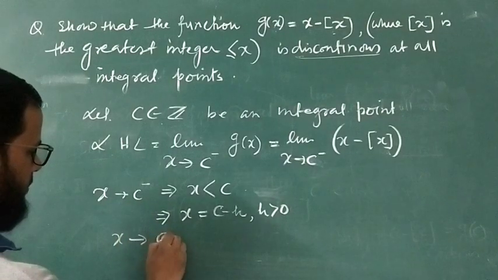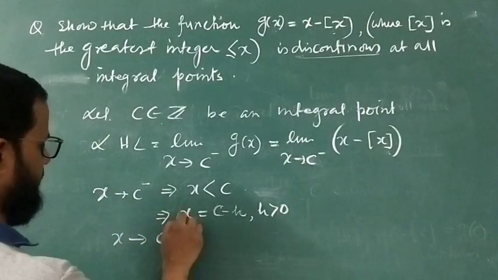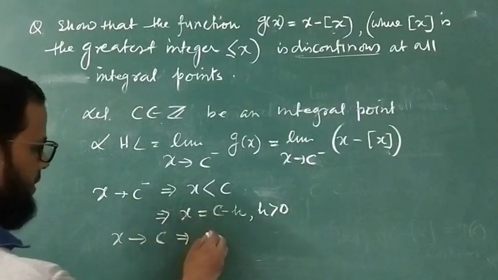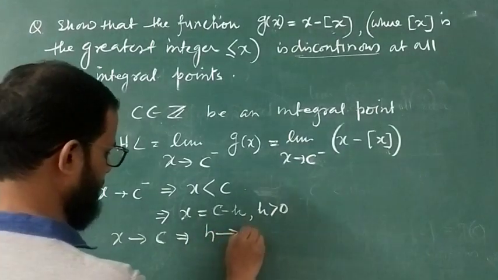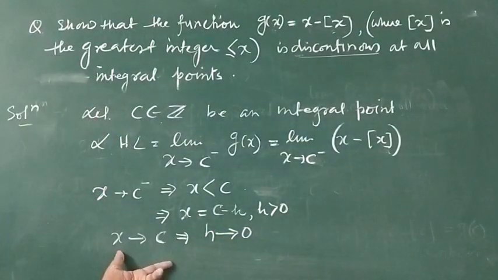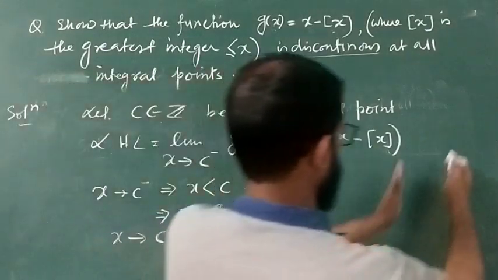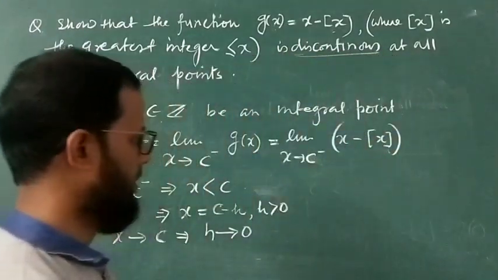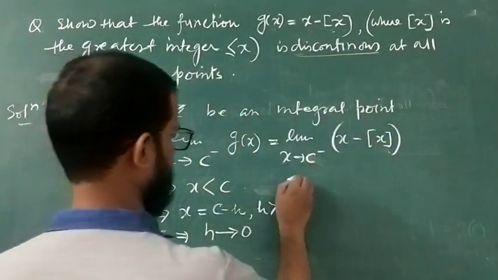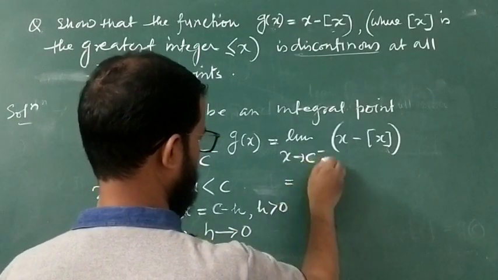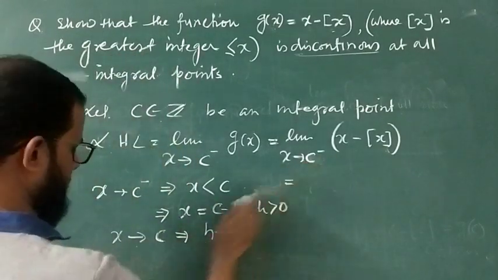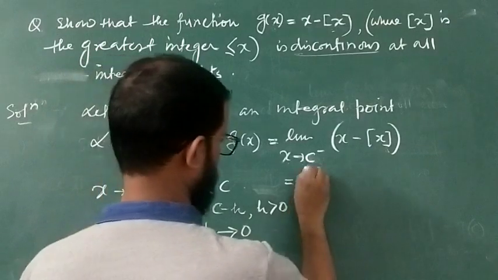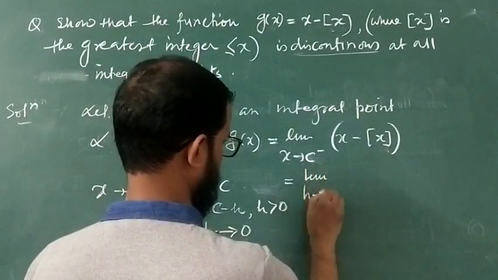When x approaches C, if you put x equal to C here, cancelling it will be h. The approximate value of h is equal to what? 0. This part is required for you. You have to write it here, on the side of the problem. Okay. So if x tends to C, means h tends to what? 0. So change the limit: limit h tends to 0.